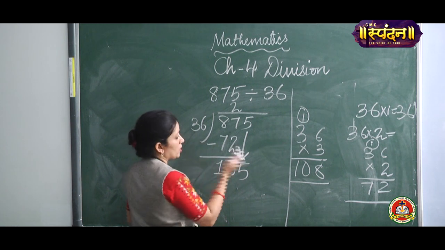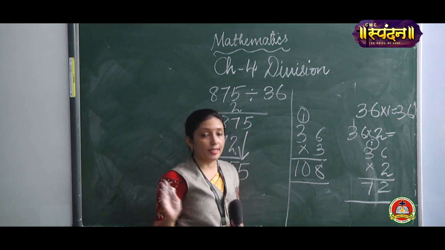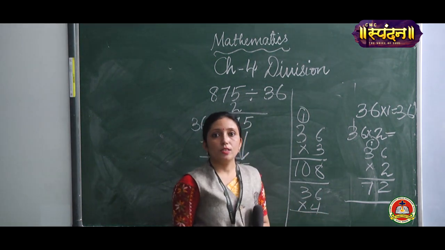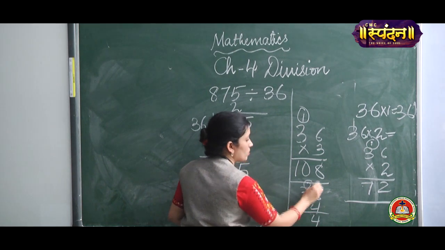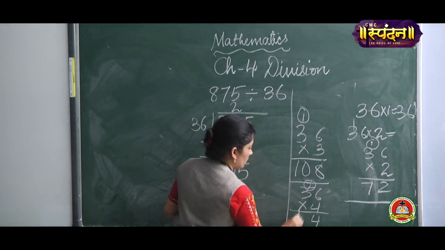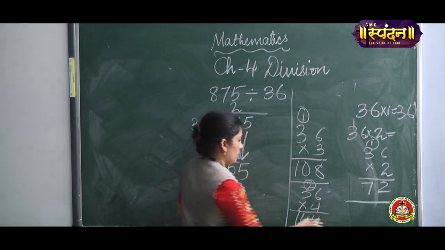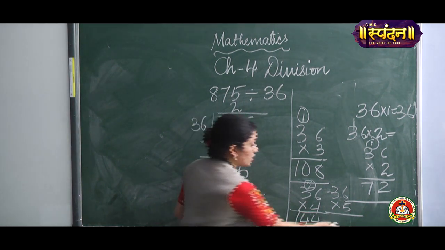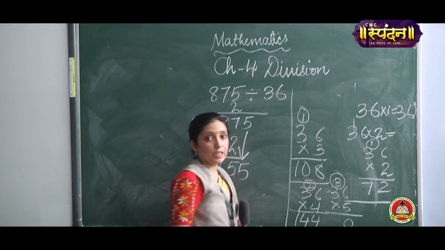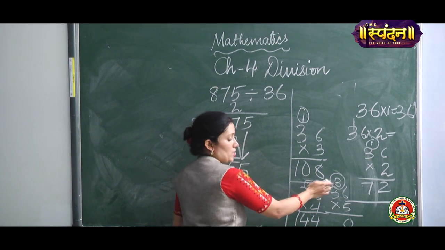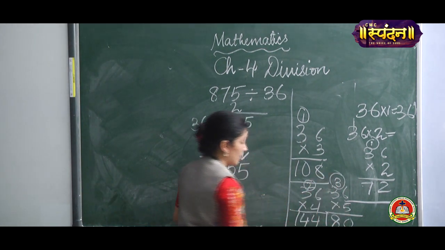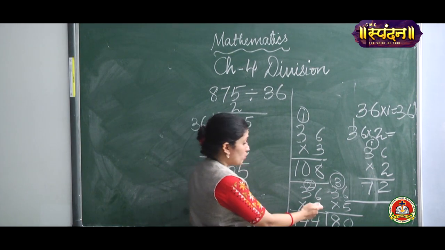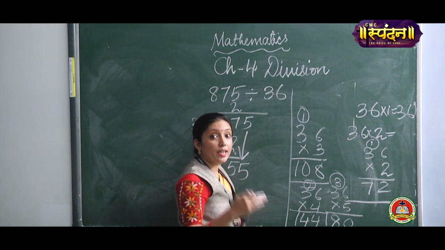See, 36 again. I have to take 3s are 108. Now let me check with 4s are. 4 6s are 24. 4 3s are 12, plus 2 is 14. It is 144. So now 36 5s are. 6 5s are 30. 5 3s are 15, then plus 3, that is 18. So it is 180. So which number will I be taking? See, 155 is here. So yes, I am going to take 4s are 144.